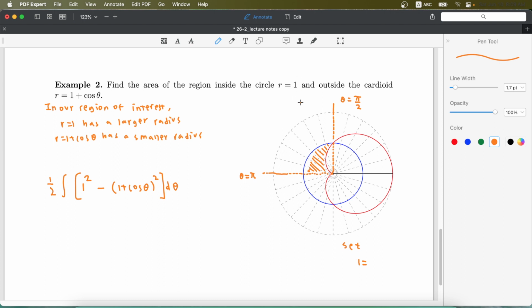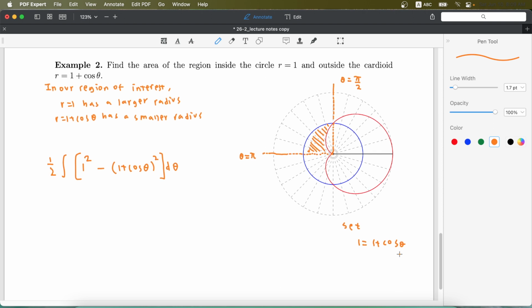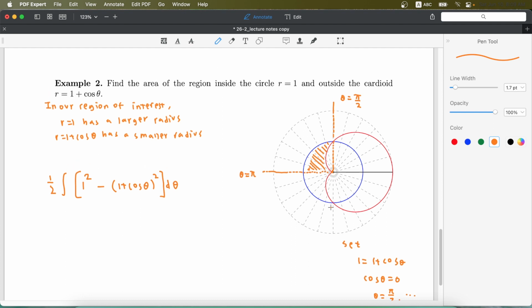So we set 1 equals 1 plus cosine theta. So that means cosine theta is 0. Of course, theta equals pi over 2. And 3 pi over 2 is right here, so you can see another intersection right here. Does that make sense? So if you don't know how to find these bounds, you can use this way. Set them equal to each other to find the intersections.